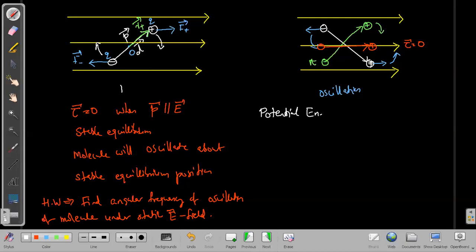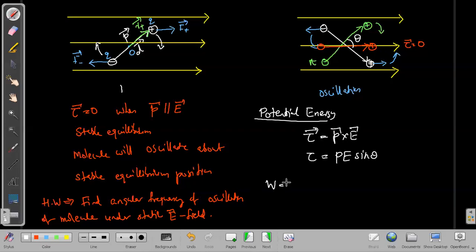So how to find the potential energy? Consider the torque on a molecule is P cross E. If you take the magnitude of torque, it is simply P E sine theta, where theta is the angle between the electric field and the dipole moment. Then we can calculate the work required to move the molecule from some angle 0 to some other angle theta.